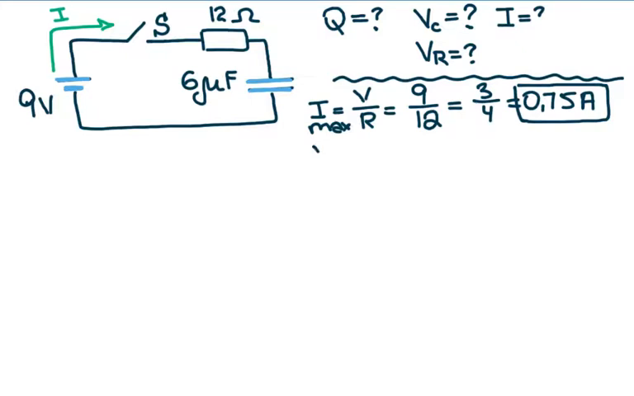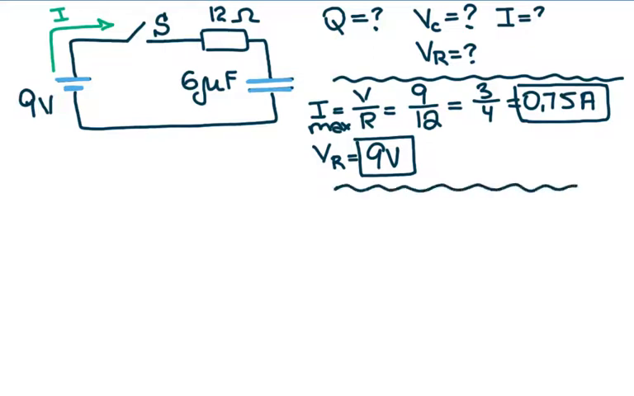And the voltage dropped on the resistor at this moment, right after the switch was closed, is equal to 9 volts, because that's the voltage you have in the circuit. So all that voltage is going to be dropped on the 12 ohm resistor. So that is what's happening right after the switch is closed. I'm going to call this time equals 0 seconds, when the switch just got closed.